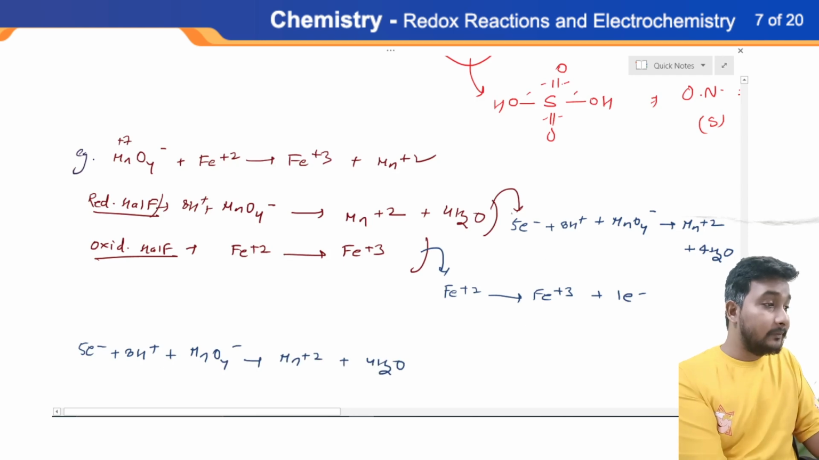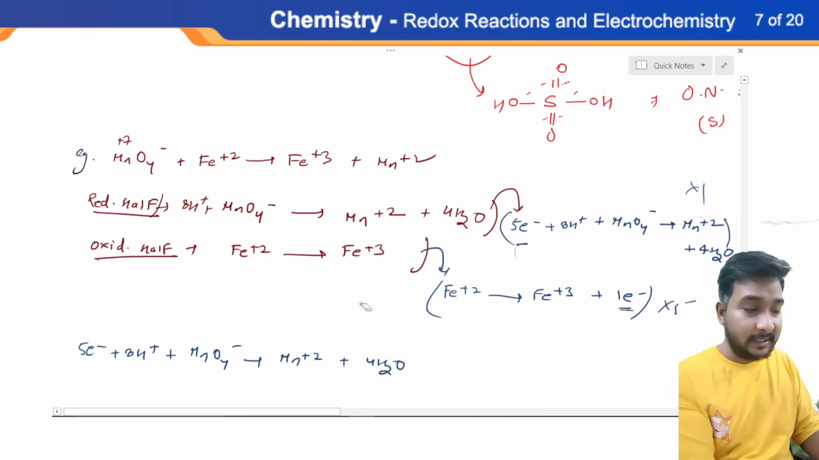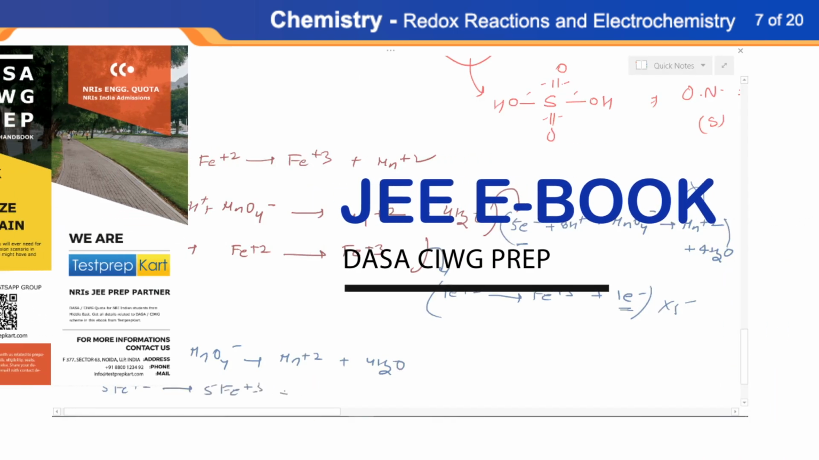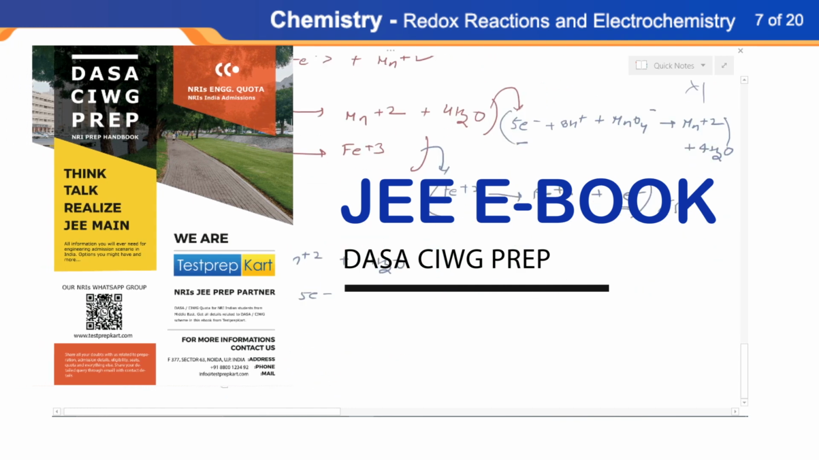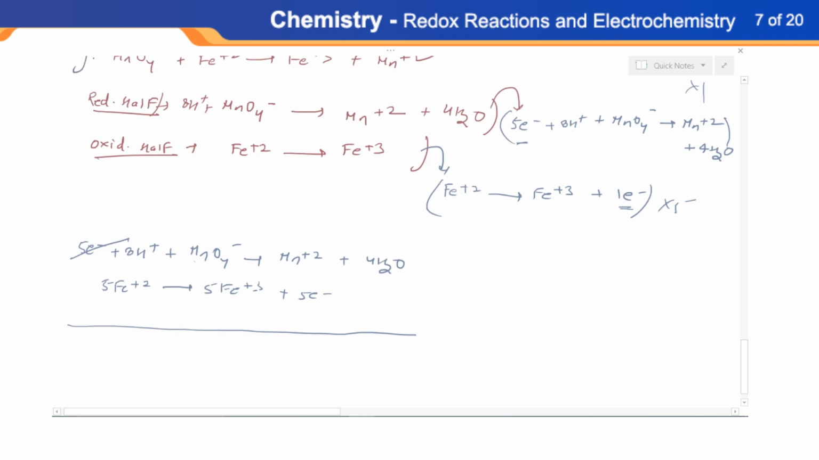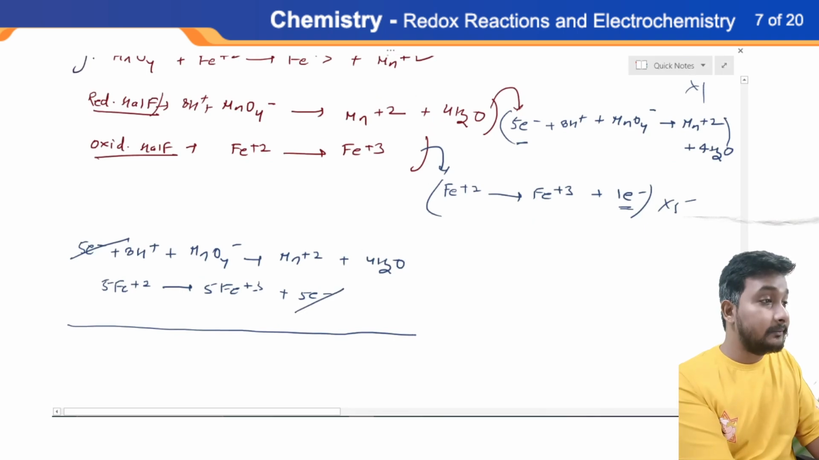Okay, so I have multiplied this whole equation with 1 because I have 1 electron here, but this reaction should be multiplied with 5 because we have 5 electrons. We have to multiply oppositely. So 5 Fe plus 2 gives out 5 Fe plus 3 plus 5 electrons. Now add these both reactions. So 5 electrons and 5 electrons will cancel out each other.